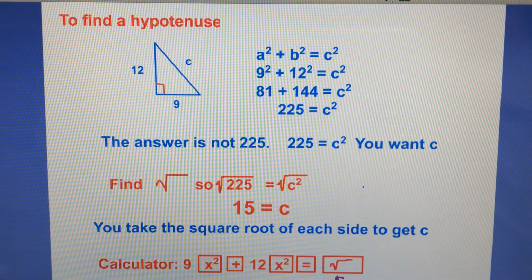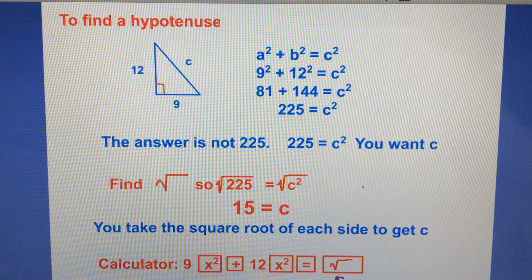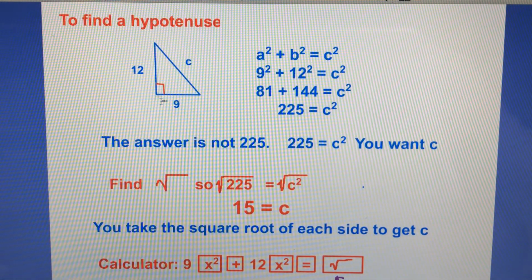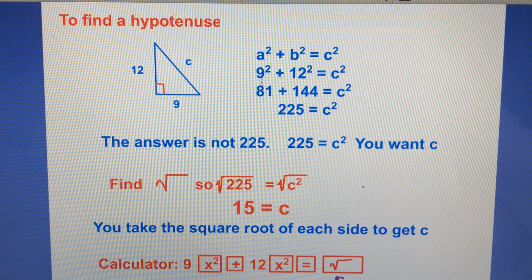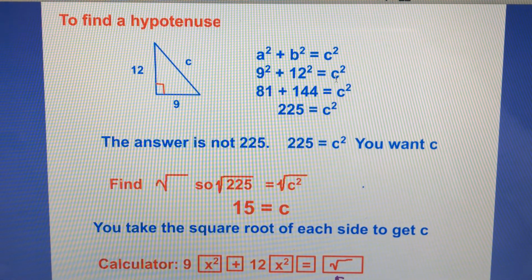To find the hypotenuse, you take a squared plus b squared equals c squared. In my case, my legs are 9 and 12. Does not matter which is a and which is b. They are interchangeable. 9 squared plus 12 squared equals c squared. 81 plus 144 equals c squared. 225 equals c squared.